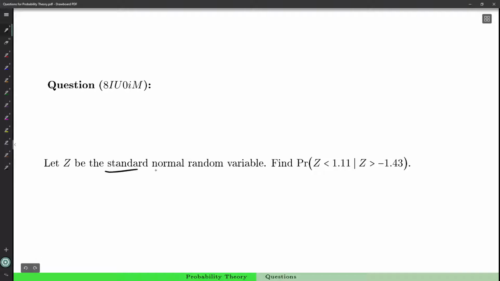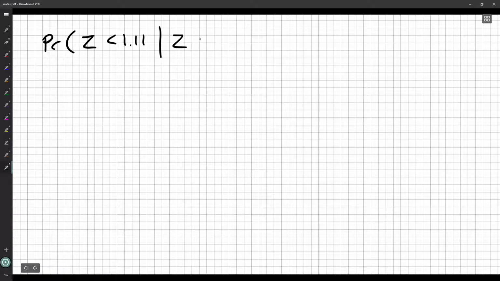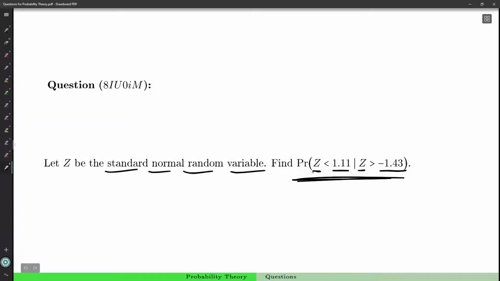Let Z be the standard normal random variable. We've got a conditional probability here. Find the probability that Z is less than 1.11, given that we know Z is greater than negative 1.43. Okay, let's copy that down. Less than 1.11, given that Z is greater than negative 1.43. Let's double check. Yes, we've got that correct.